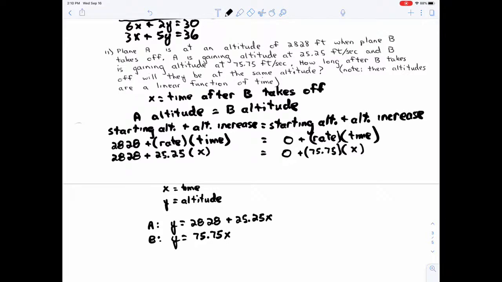I don't care if you do it this way, it's fine. That's the way Alex is going to show you, and it's fine. I just don't really see the point when you don't need to. But that's the reason why I've included this note. Their altitudes are a linear function of time. Because notice, what's this equation right here and this equation right here? They're linear functions. Okay? So that's all that really means.